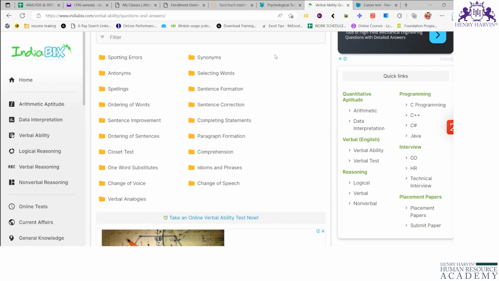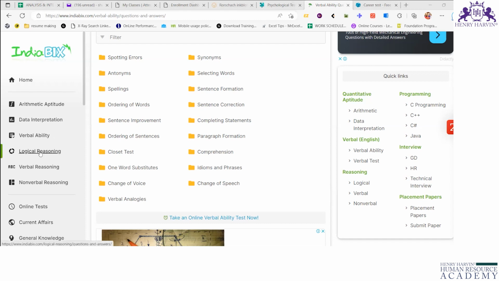All these aptitude tests will have a timer also, right? And within that time, you will be answering the questions, and they will be right and wrong as well. So these are the different tests.